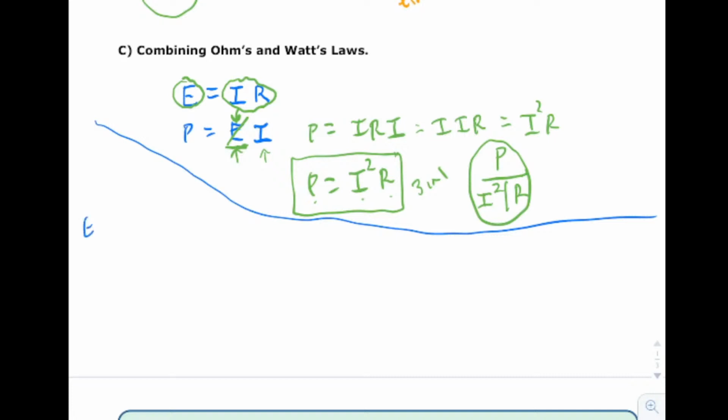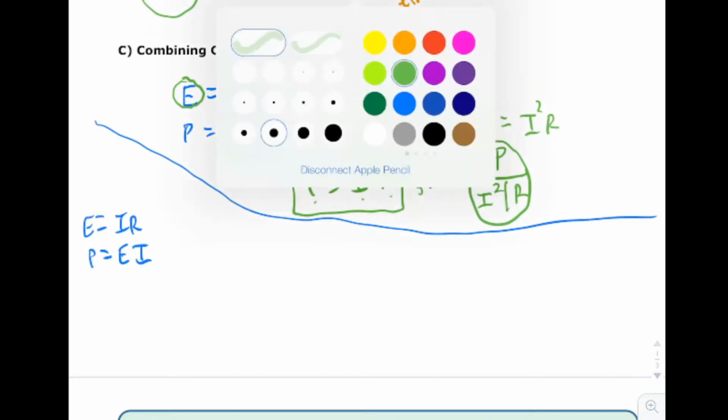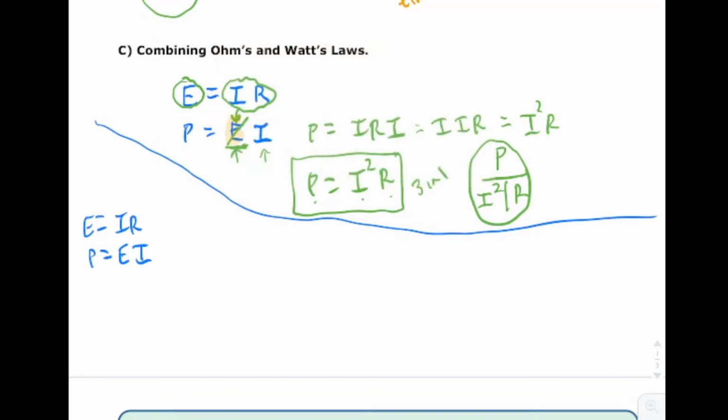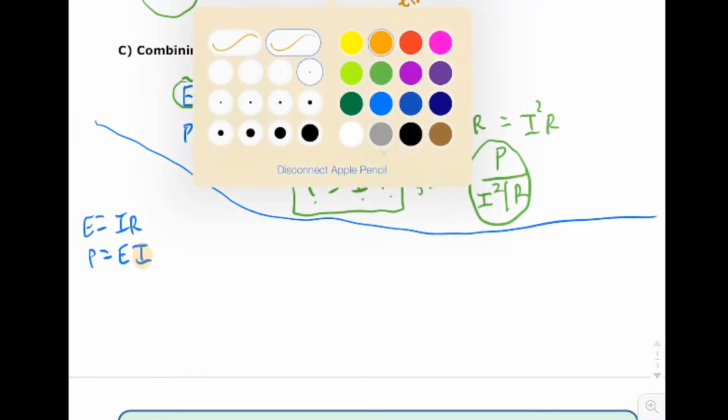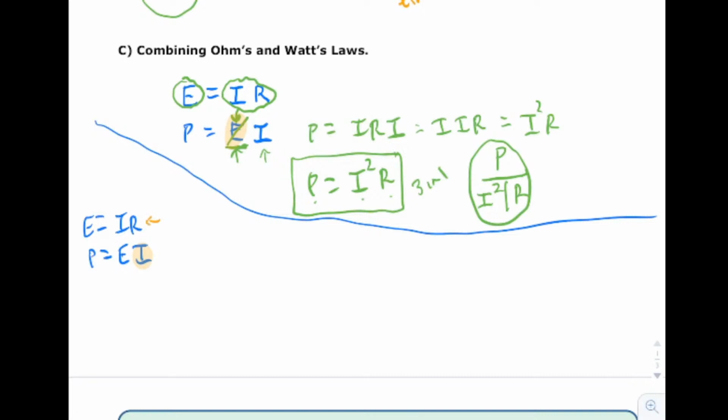Take that E equals IR. Take that P equals EI. And we're going to combine them in a different way. What we did up here is we replaced the E with the IR. What we want to do this time is instead of replacing the E, we want to replace the I. Well, what are you going to replace the I with? Well, you'd have to take this formula and say, well, remember I can rearrange this to say I equals E over R.